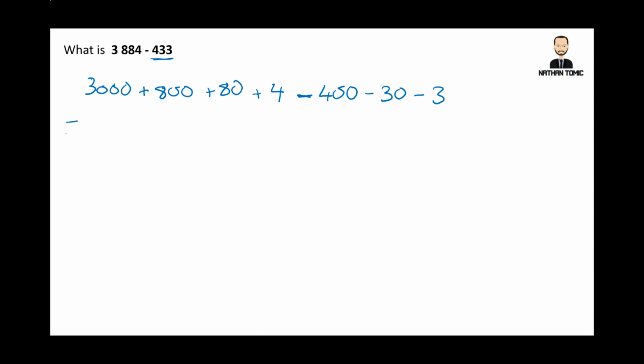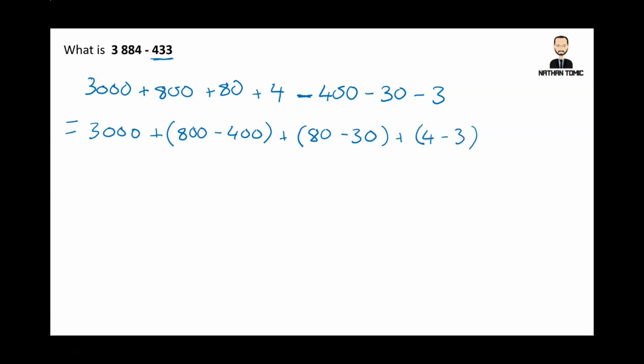So I'm going to say that is equal to 3,000, plus for the moment. I've got an 800 and I've got a minus 400 being the amounts that I have in the hundreds places. So I'll put those in brackets, 800 minus 400. And I'm going to go plus, I've got an 80 and a minus 30. So 80 minus 30. And I've got a plus 4 and a minus 3. So I'll still do plus 4 minus 3. So I've still got all the same symbols, all the same values.